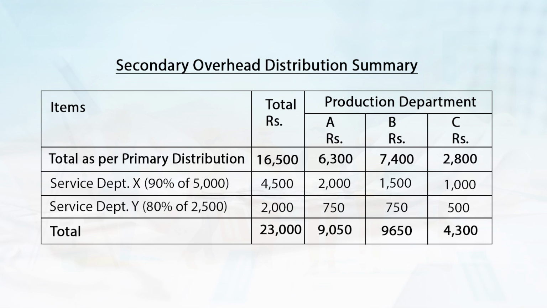2,500, which comes to rupees 2,000, and allocation for production department A is rupees 750, for B it is 750, and for C it is 500, making total overheads of rupees 23,000, which is distributed to production department A as rupees 9,050, for B it is rupees 9,650, and for C it is rupees 4,300. Total overheads of all departments are rupees 23,000, and after apportionment of overheads of service departments X and Y to production departments A, B and C, it would remain the same, that is rupees 23,000.